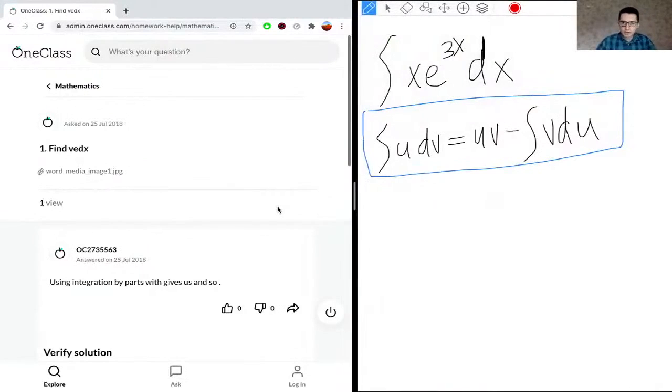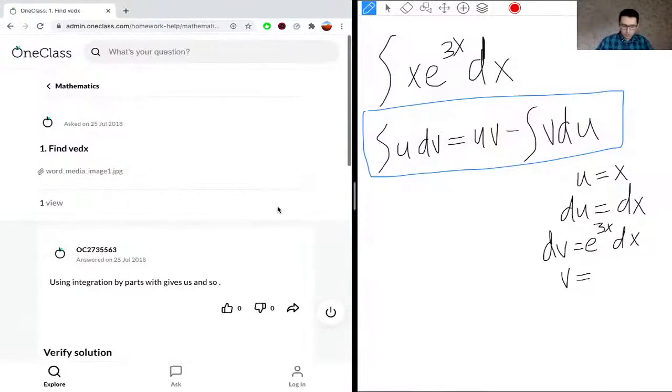So here we essentially just have to define what u and v are. So we'll define u as x. And if we take the derivative of this, we get du is just dx. And then we'll define dv as e to the 3x dx. If we take the integral of this, we get v is 1/3 e to the 3x.